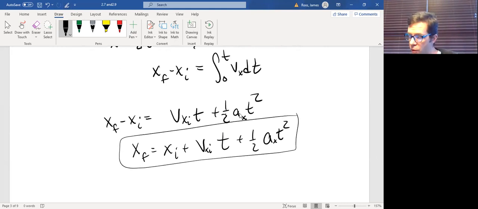And even though we didn't get it from our analysis model that way, we could eliminate a to get our average velocity equation from these two equations. And of course, we could eliminate t the same way to get our v squared equation.